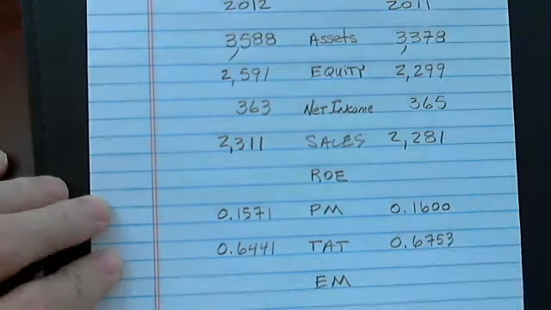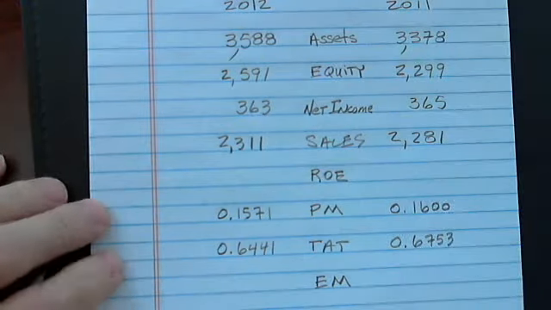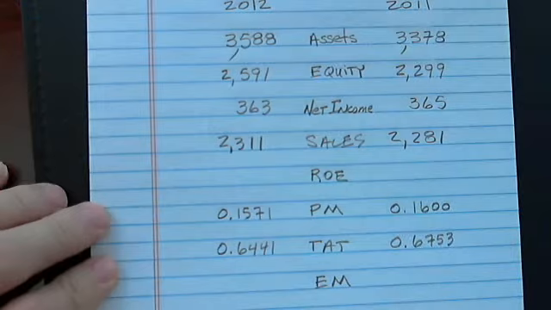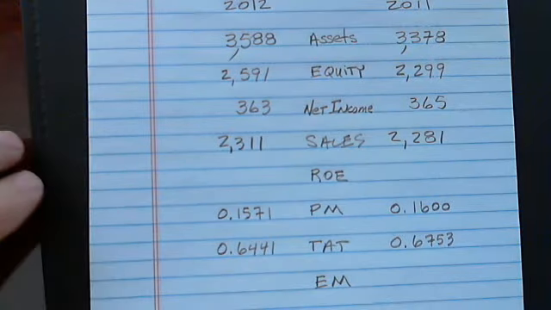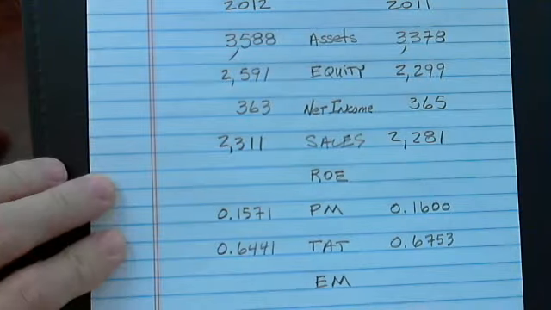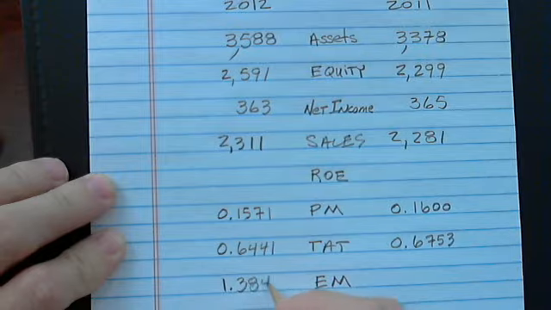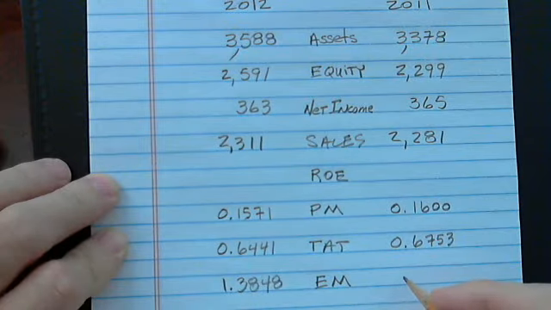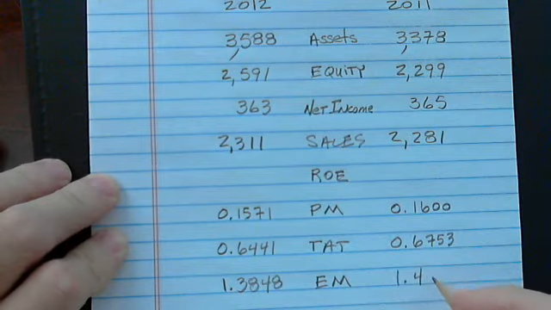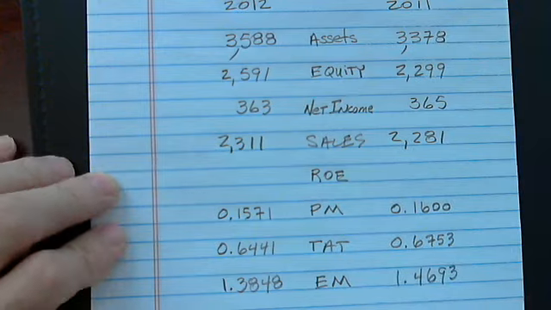6.753. Equity multiplier basically is saying to us, what's the ratio of assets to equity? If that's 1 to 1, that says we have no debt and that we're not leveraging the firm at all. But in this case, we see that we do have leverage, and that equity multiplier in 2012 is 1.3848. And in 2011, it was 1.4693. Verify me again.